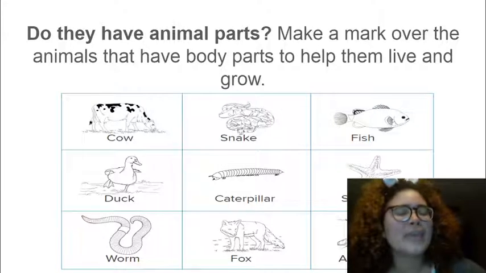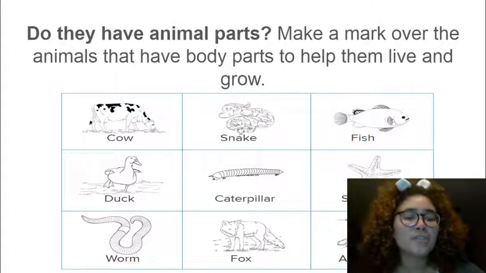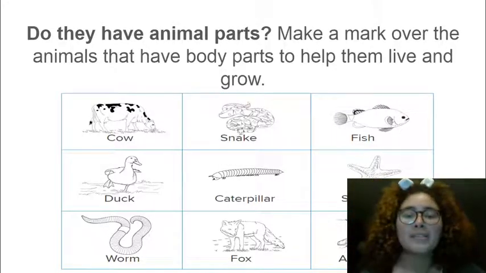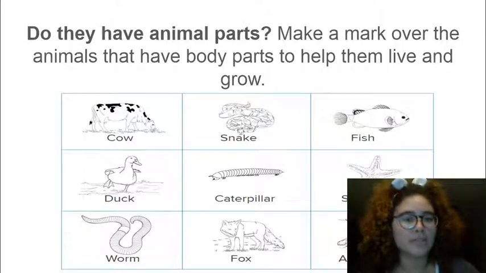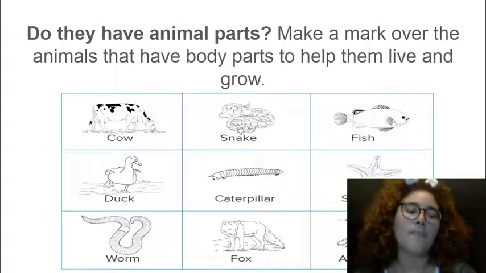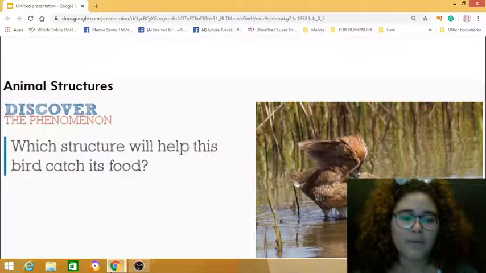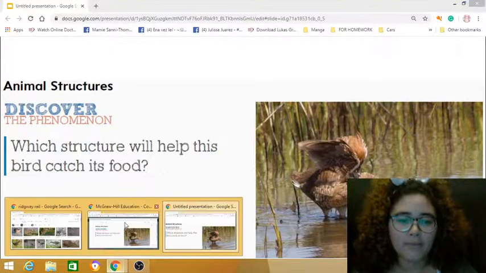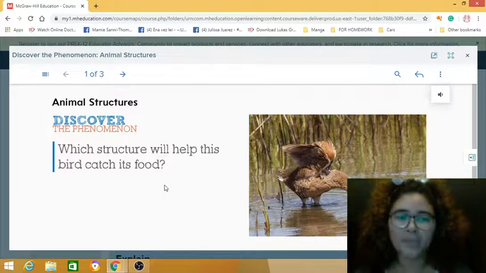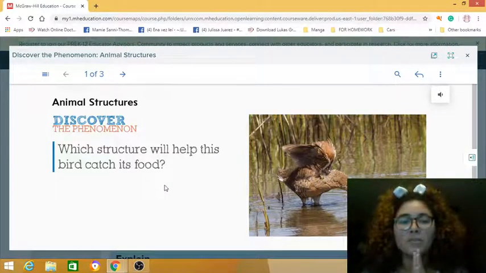You should know the answer to this. So make sure to either make a circle or an X, some type of mark, and make sure to send me a picture, okay? Now, I'm going to stop this part right here, and we're going to head into the other program so we can talk a little bit more about animal structures.